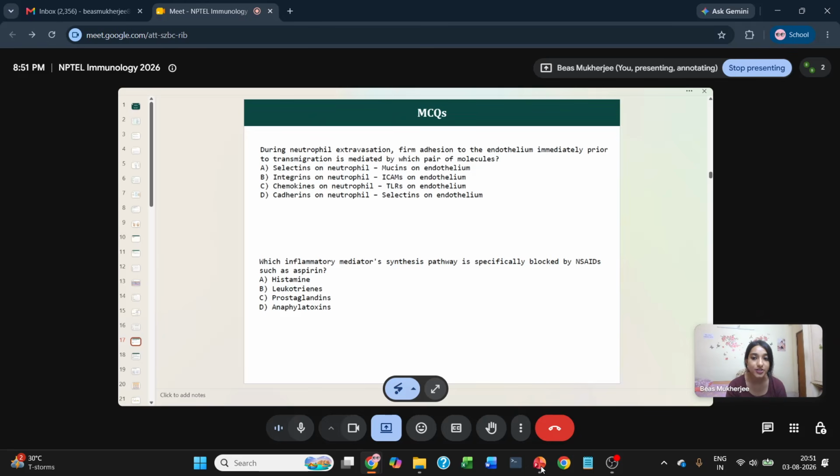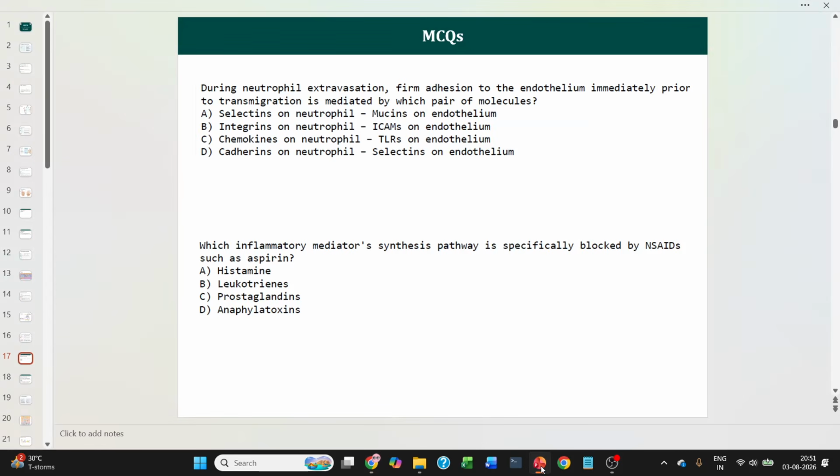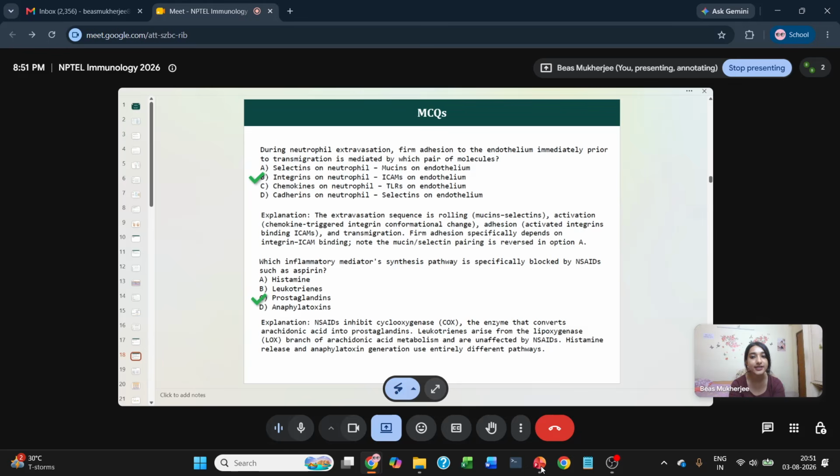Okay, for the second MCQ: which inflammatory mediator synthesis pathway is specifically blocked by NSAIDs such as aspirin? The options are histamine, leukotriene, prostaglandins, and anaphylotoxins. So the answer for the first is: during neutrophil extravasation, integrins on neutrophil and ICAM on endothelium bind at the adhesion step before transmigration of the neutrophils.